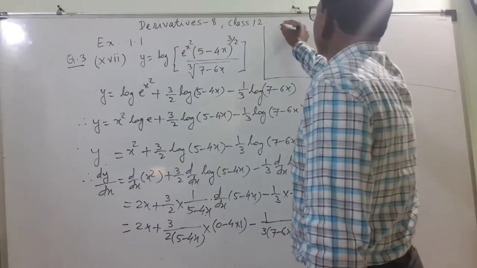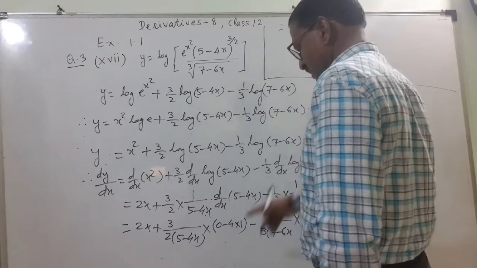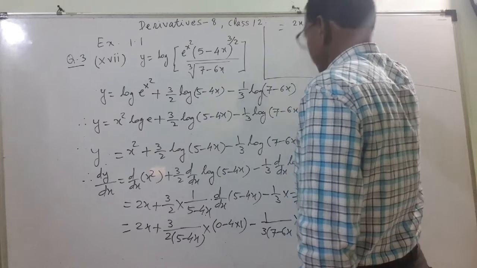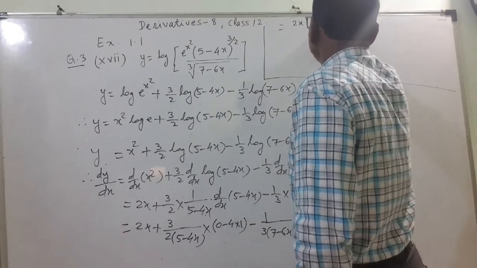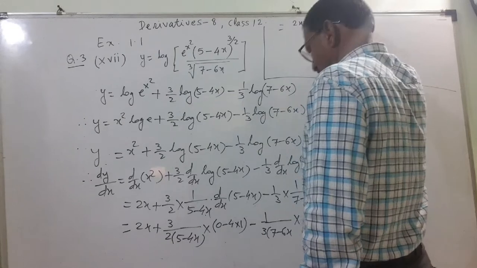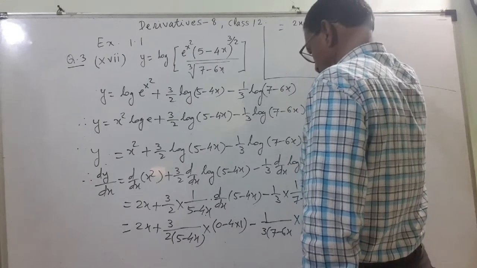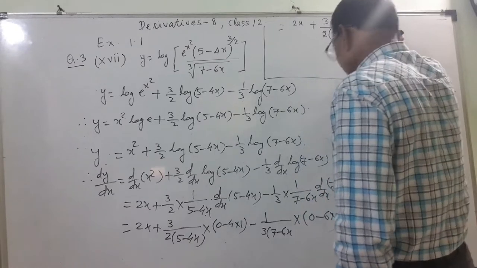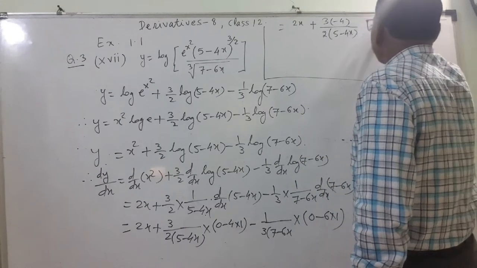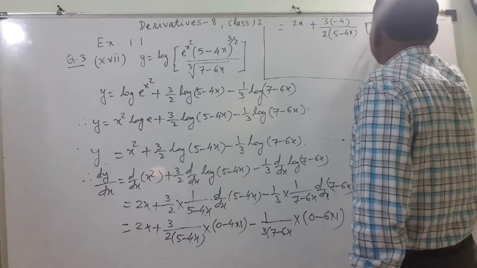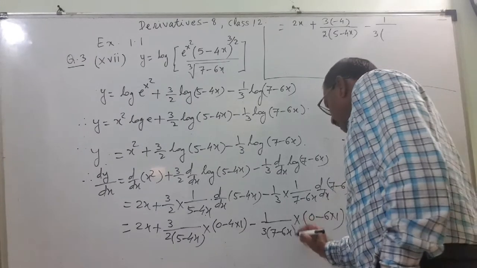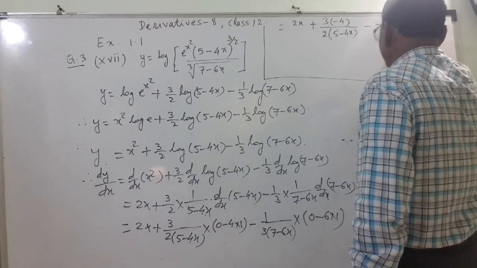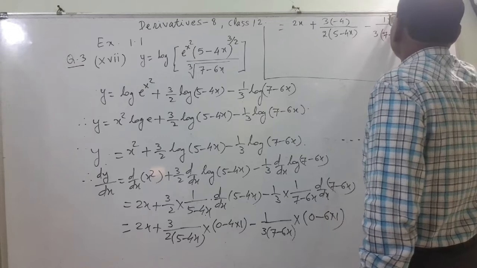So that is equal to 2x, this will be minus 4, plus 3 into minus 4 upon 2 into 5 minus 4x, minus 1 upon 3 into 7 minus 6x, and here this into minus 6.